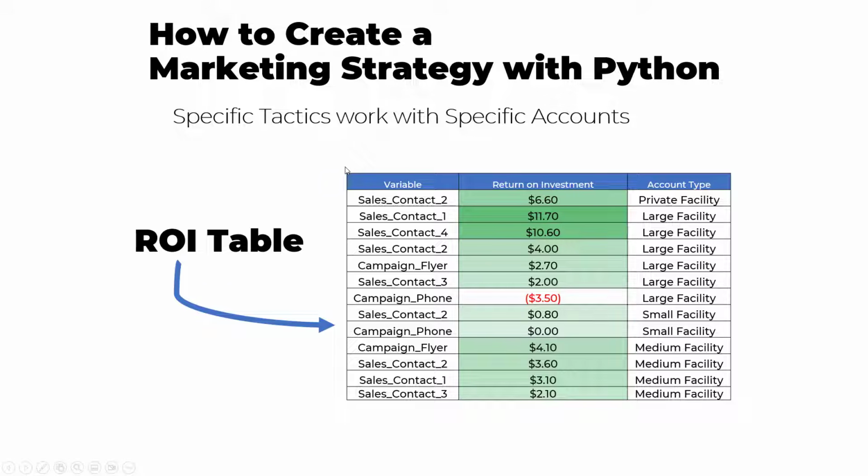Hi, I'm going to show you how to create a marketing strategy with Python where we're going to utilize multiple linear regression to create an ROI table that we can pass on to management. Let me give you a little bit of background on some of the variables that you're looking at.